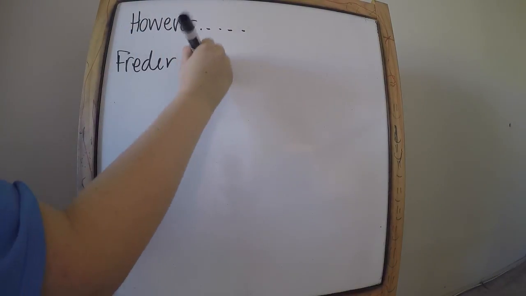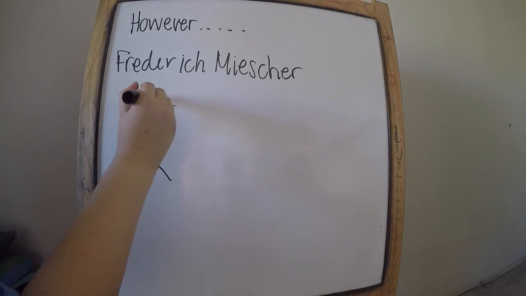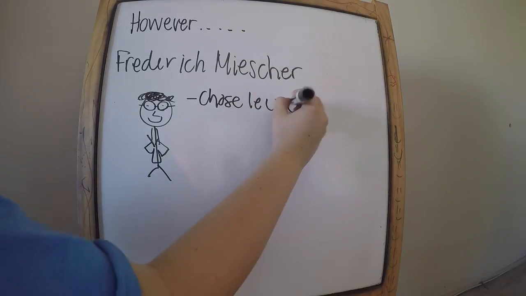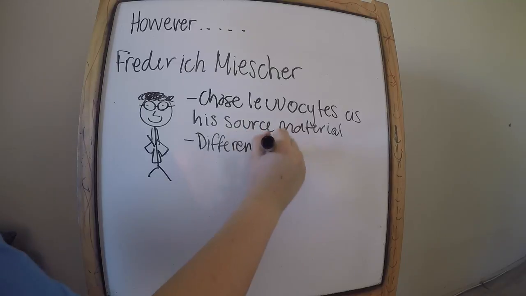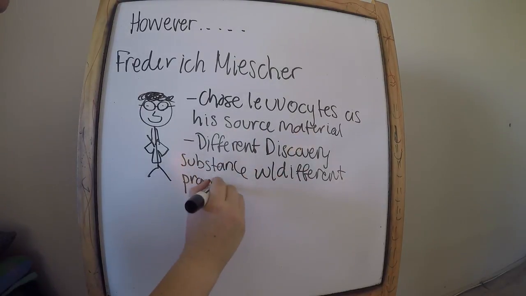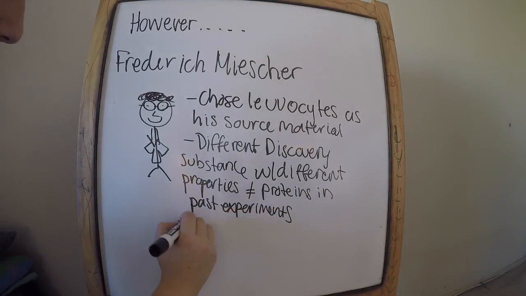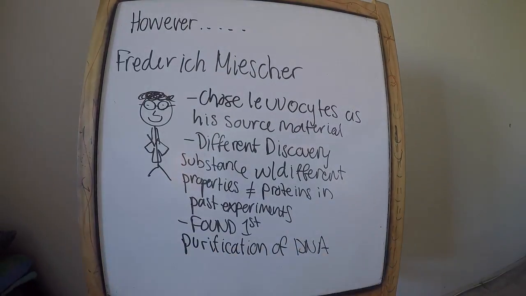However, it is less well known that Friedrich Miescher in 1869 chose leukocytes as his source material in investigating the proteins in these cells. He made a different discovery, when he noticed a substance with unexpected properties that did not match those of proteins found in past experiments. He didn't know it, but he had actually found the first true purification of DNA.